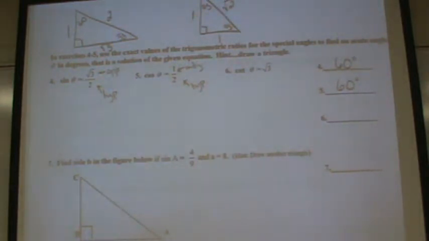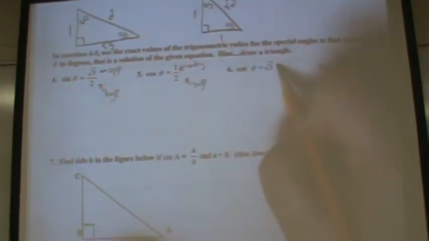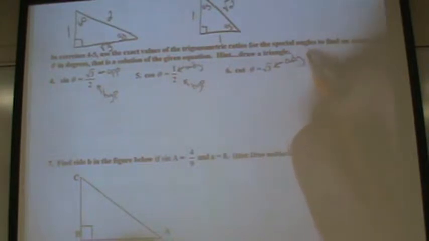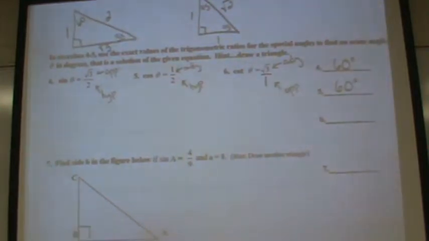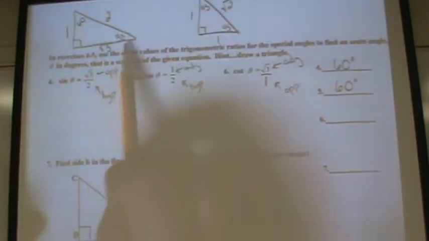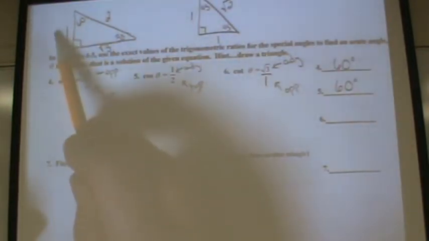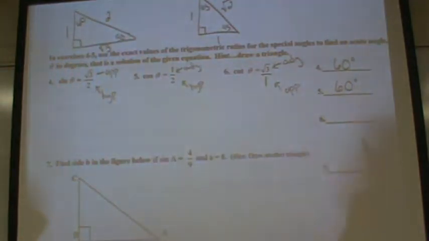Number 6, we have cotangent of theta equals root 3. Cotangent is the inverse of tangent, and tangent was opposite over adjacent. So we know that cotangent is adjacent over opposite. So we can put that over a 1 and it's still root 3. So again, we know that we're in the 30, 60, 90 triangle because we have a root 3. And root 3 is our adjacent side. 1 will be our opposite side, so we're looking at a 30-degree angle.